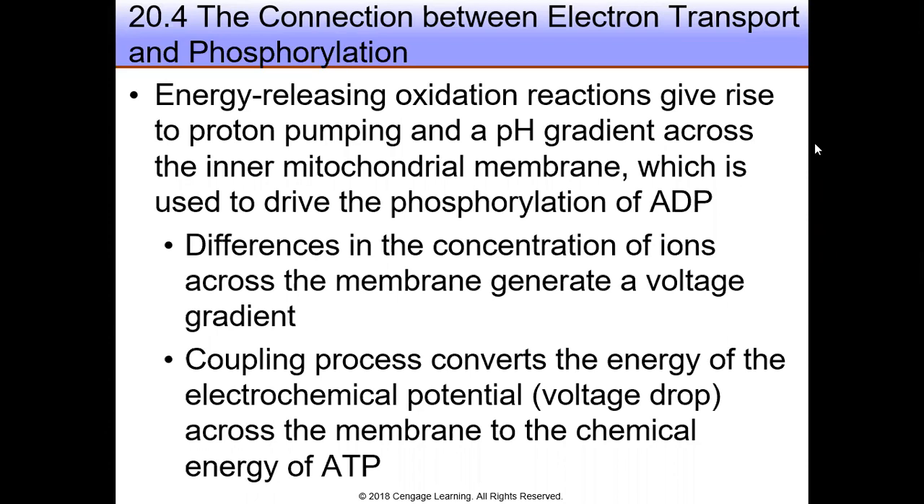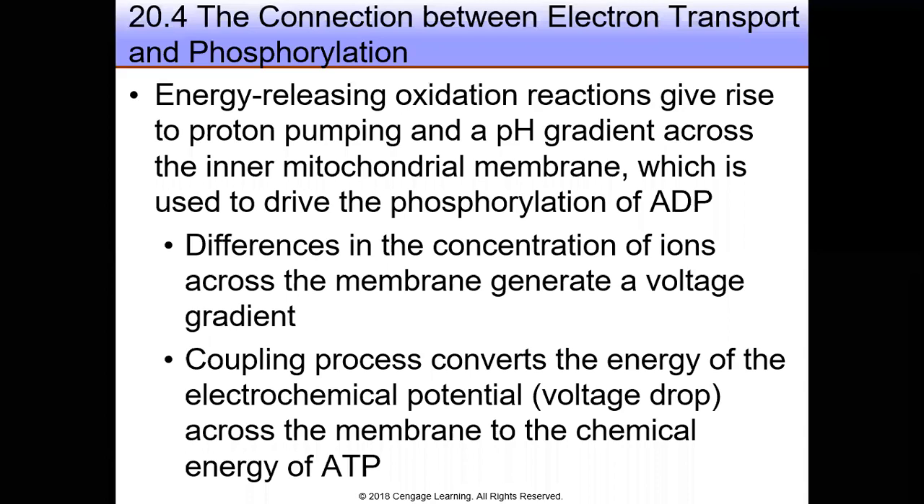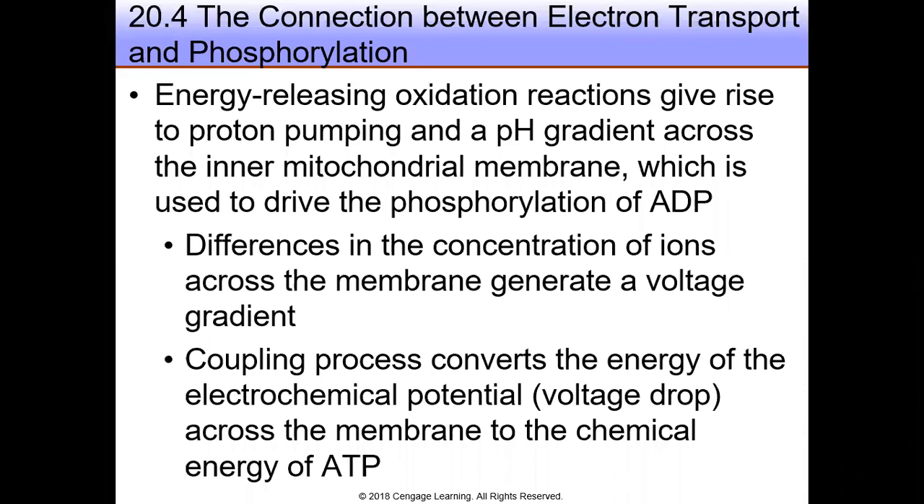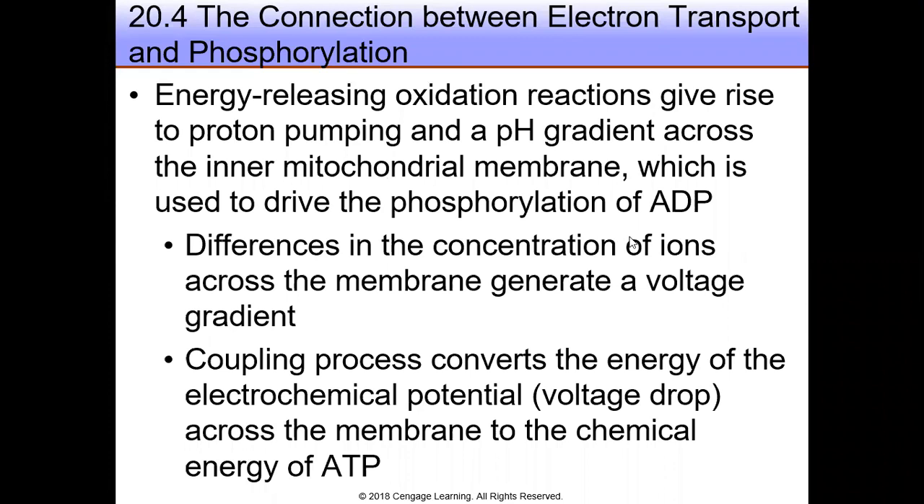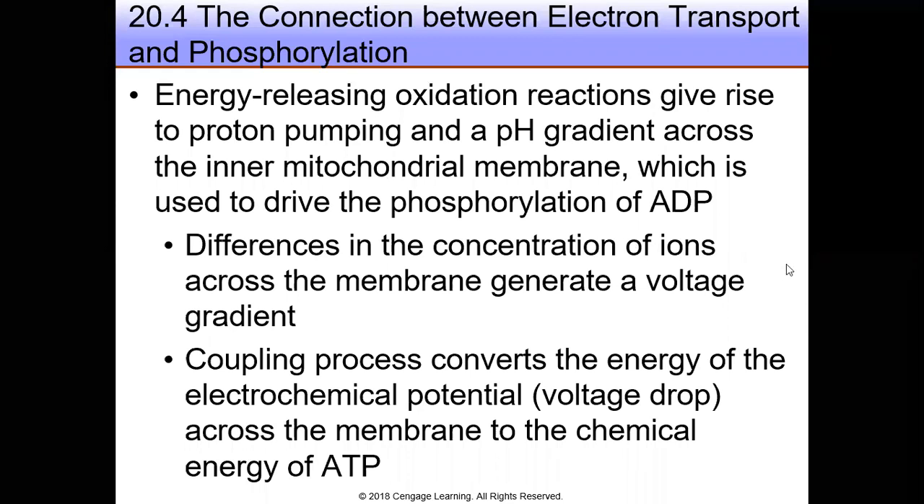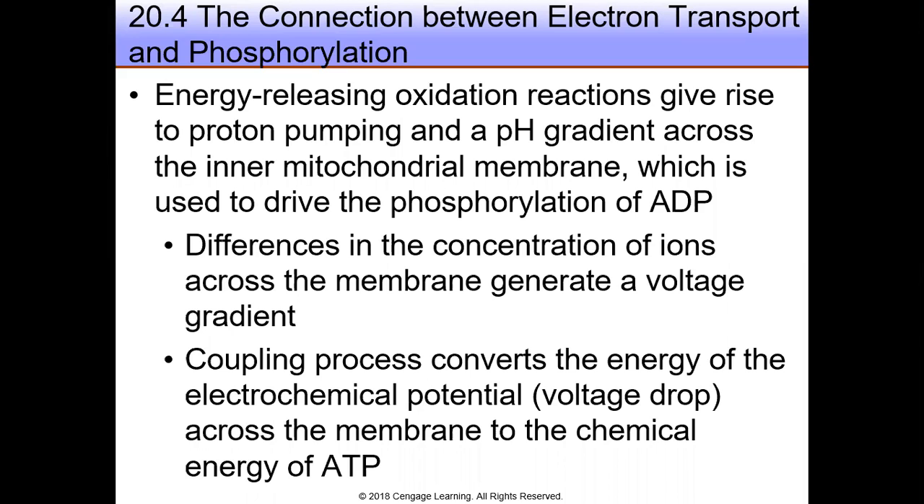Now, some of the energy released by the oxidation reactions in the electron transport chain is used to drive the phosphorylation of ADP. As I told you before, the phosphorylation of ADP to ATP requires 7.3 kilocalories. And in this chapter, we saw that each reaction catalyzed by 3 of the 4 respiratory complexes provides more than enough energy to drive this reaction. You remember, through complex 1, complex 3, and complex 4, but not through complex 2.